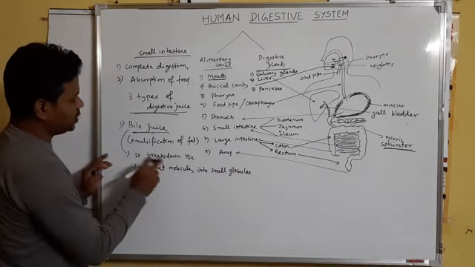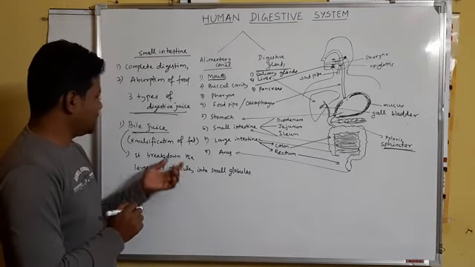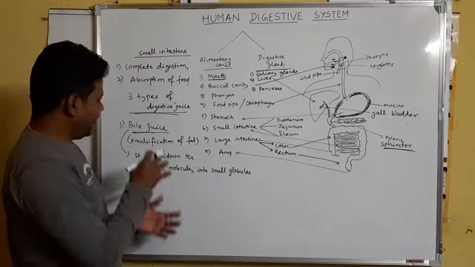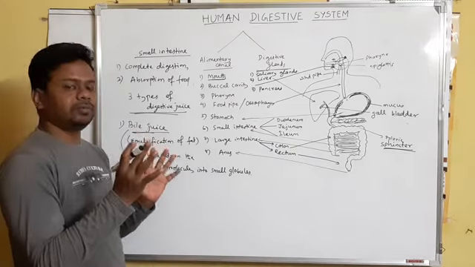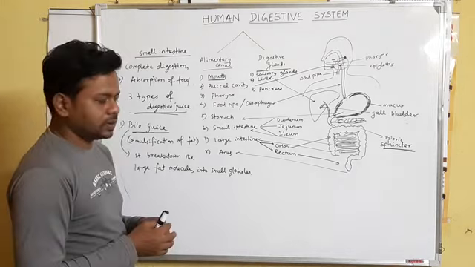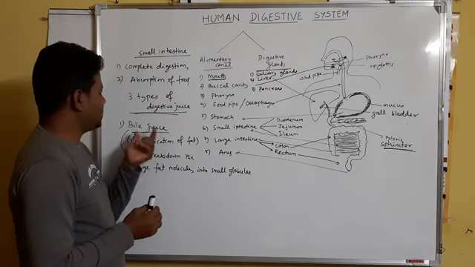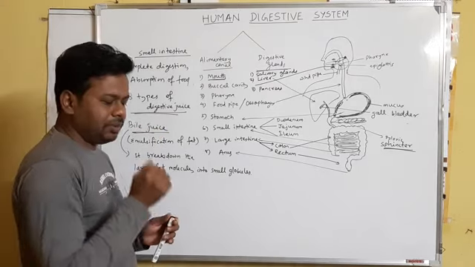This process is not a chemical process, it is simply a physical process. When bile juice acts on the large fat molecules, these fat molecules break into small globules. This process is known as emulsification of fat, which is done by bile juice. I am giving an example.